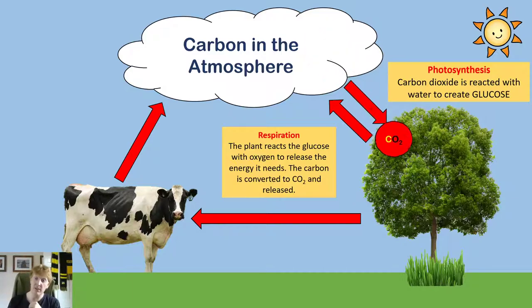So the plant brings the carbon dioxide into it and uses it for photosynthesis to make glucose, right? So there's the carbon, and then it stores it in a fruit or its leaves or something like that.